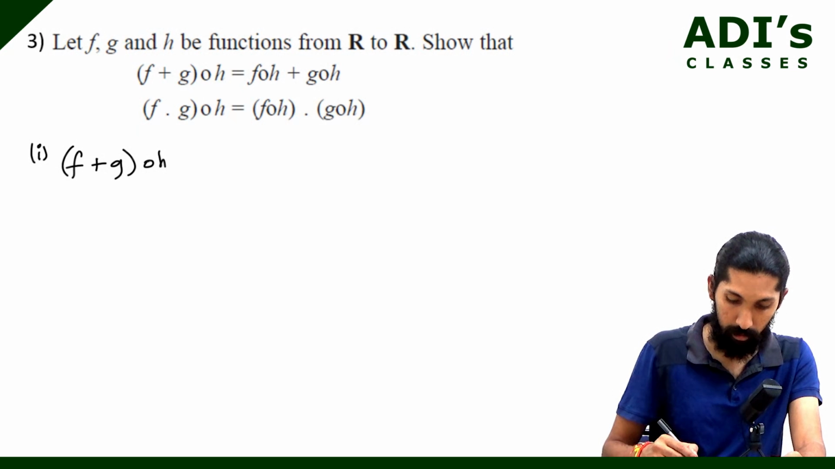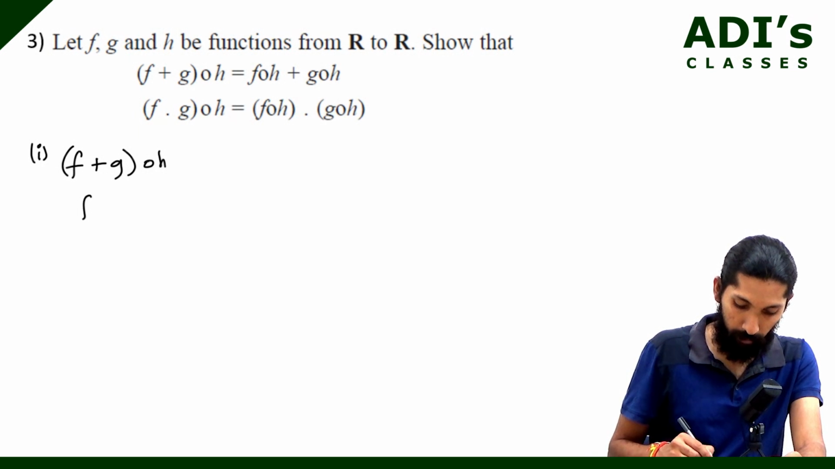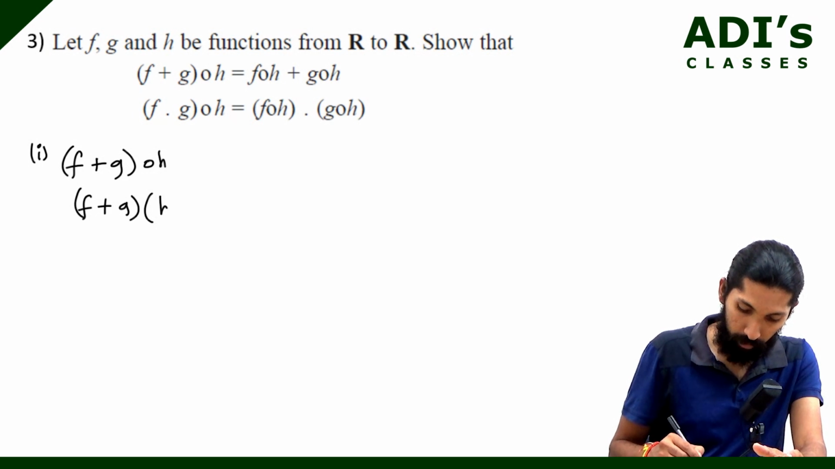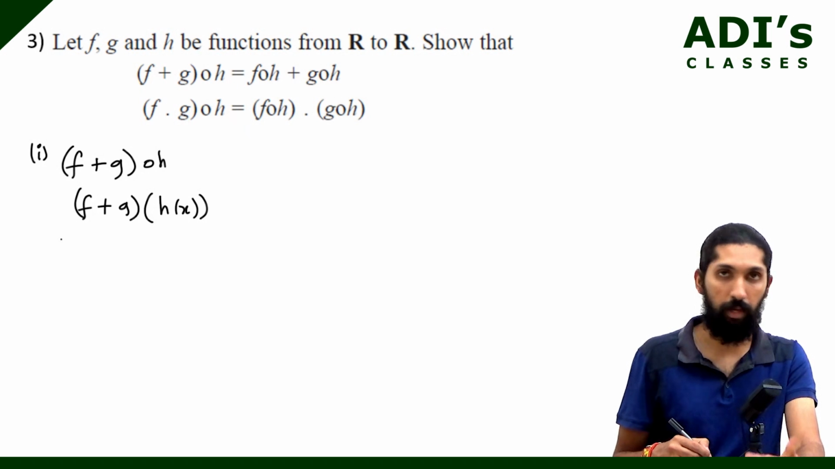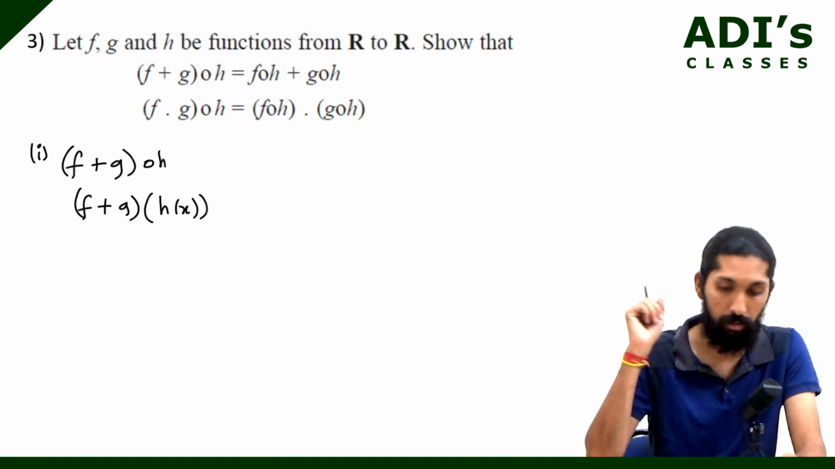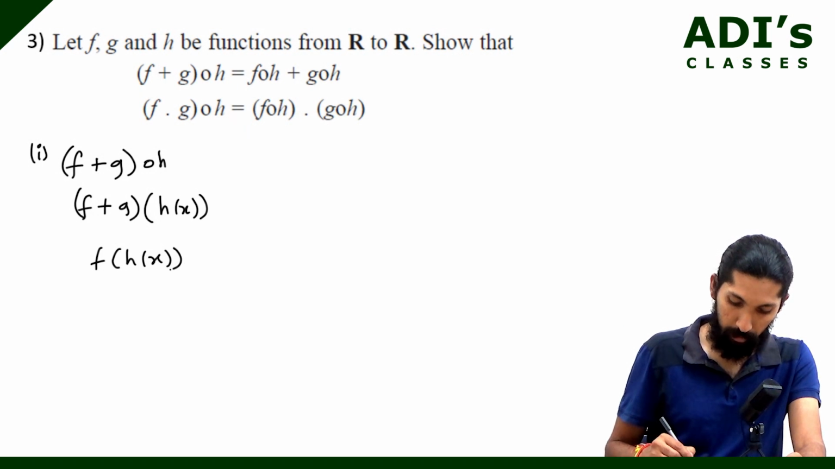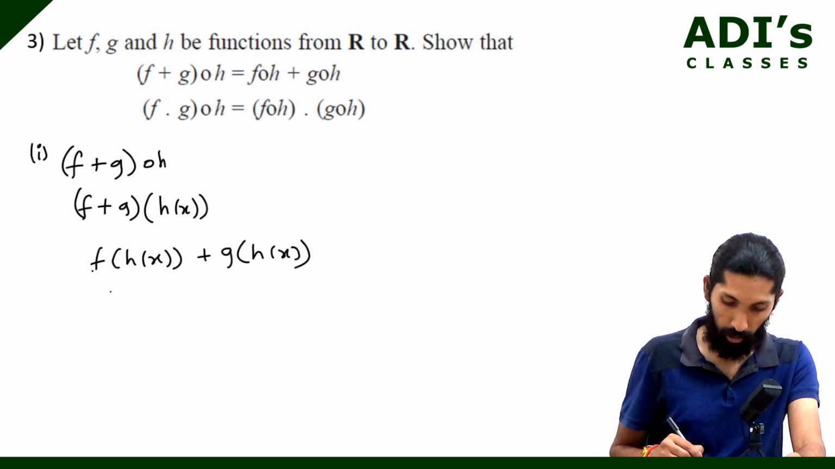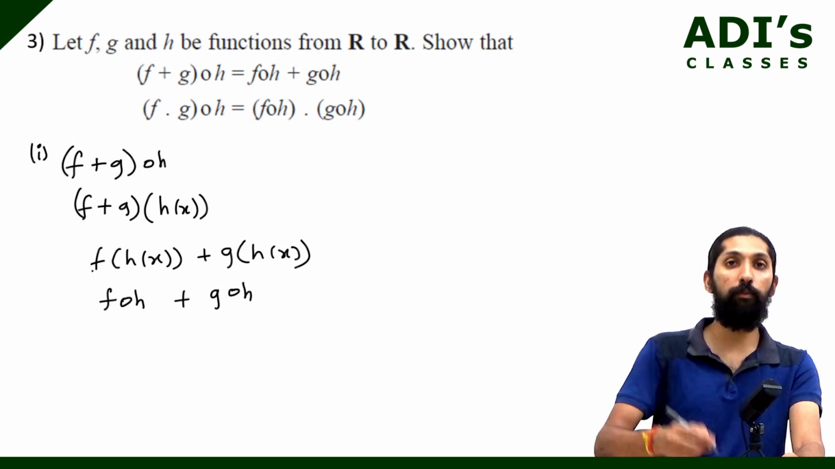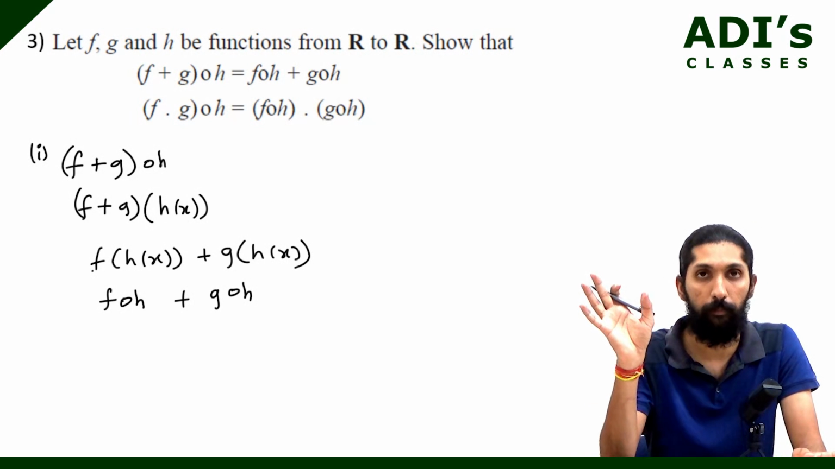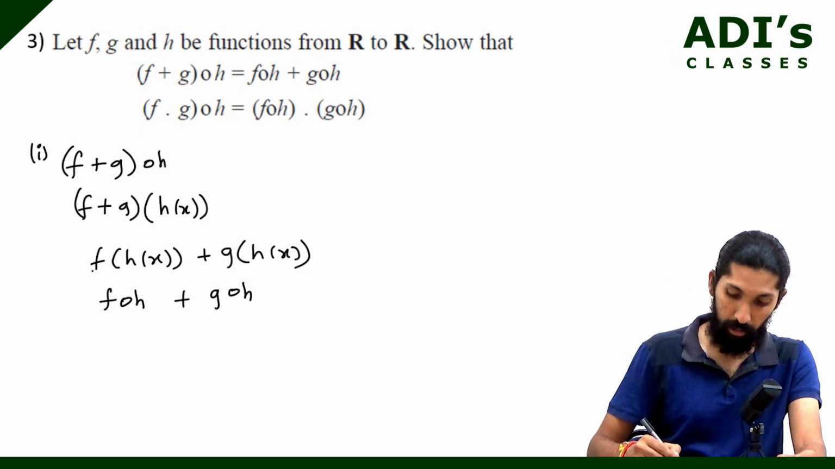So this is going to give us, basically, what do we have? F plus g, this of h, correct? So this one of h of x. Whatever that is, we generally take it as x. That's all. No change. So this is going to become f of h of x plus g of h of x. This is nothing but f o h plus g o h, which basically we were trying to prove. That's all. There is nothing else in this one. All right.